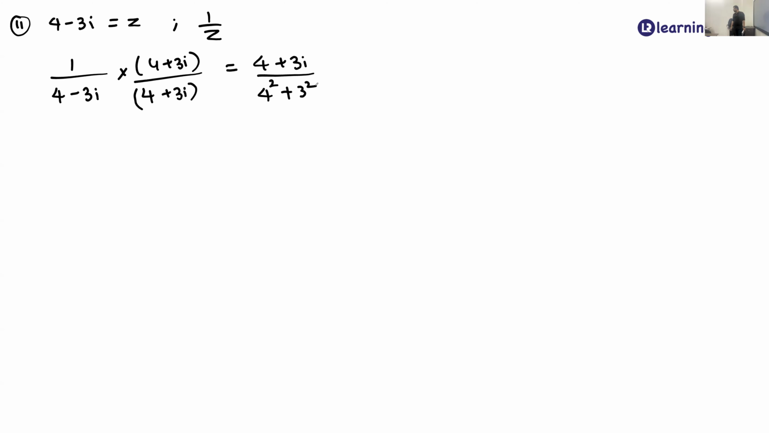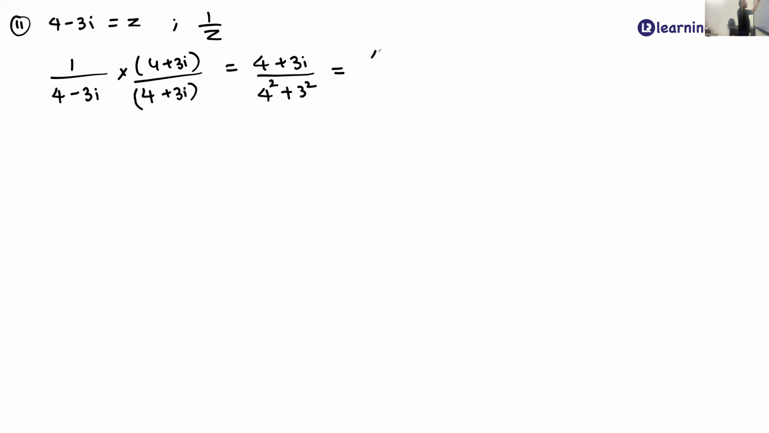Just check what I did in division. When I multiplied a plus ib with a minus ib, what was the denominator? Go and check the division paper. Did you write it down for division? Check what the denominator is there. When you multiply a complex number with its conjugate, you get real part square plus imaginary part square. Okay, so it is 4 square plus 3 square.